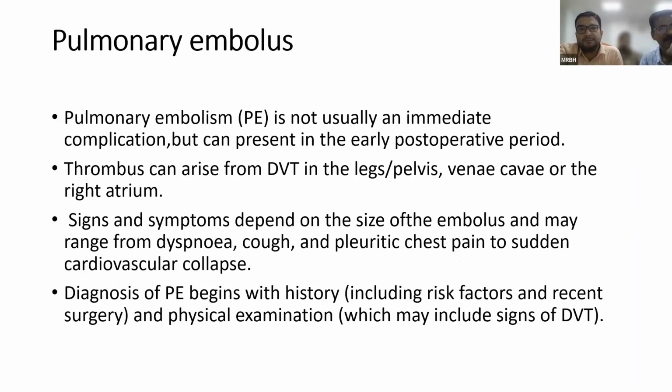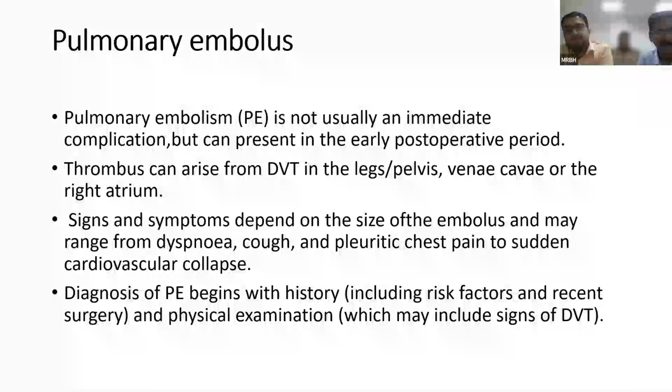Next complication comes pulmonary embolus. Pulmonary embolism is not usually an immediate complication, but can present in the early postoperative period. Thrombus can arise from DVT in the legs or pelvis, vena cava, or the right atrium. Signs and symptoms depend on the size of the embolus and may range from dyspnea, cough, and pleuritic chest pain to sudden severe cardiovascular collapse.